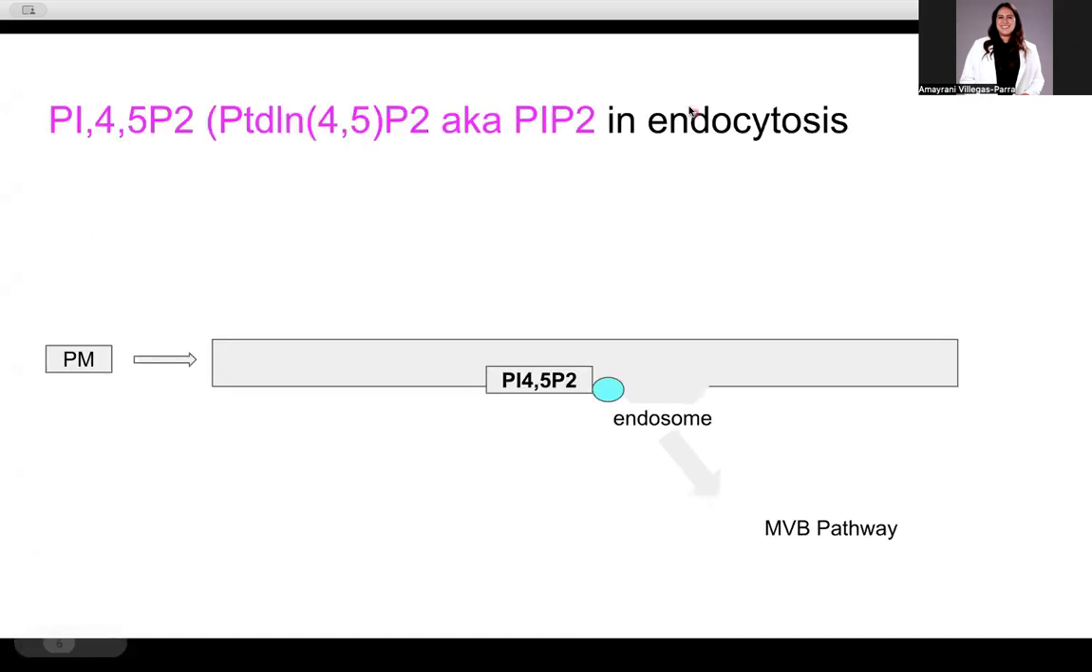One example is PIP2 in endocytosis. As I said, you have PI45P2, or PIP2, at the plasma membrane. This was made just from PI4P, okay?